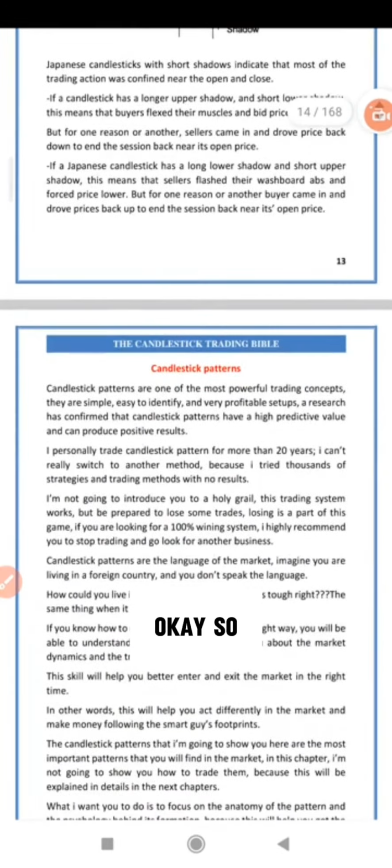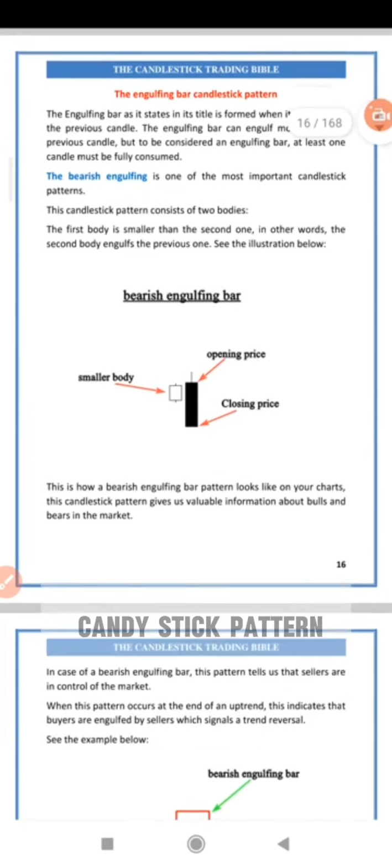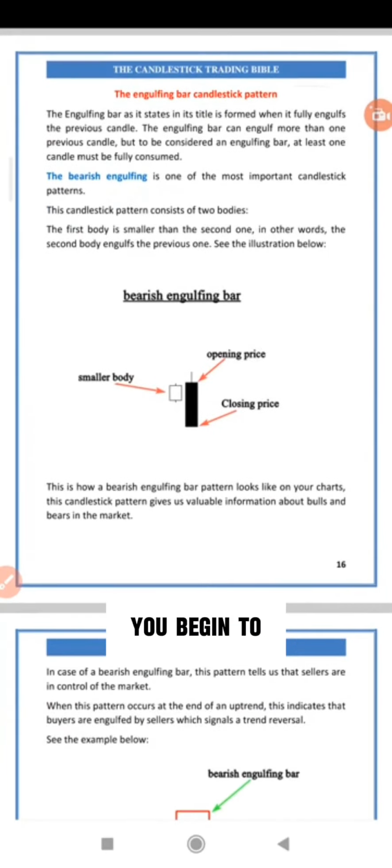Okay, so the next topic I'm going to be handling will be candlestick patterns. In this candlestick pattern, you begin to understand the stories a chart will be telling you via candlesticks. So I'm going to make another video relating to that, but this is just a little bit of the overview of how a chart works.